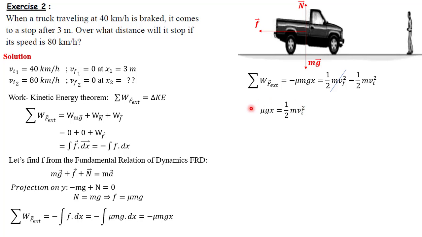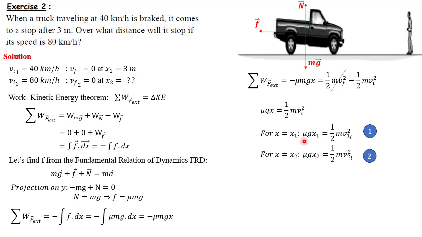So let's apply it on case 1. We will have for x equal x1, mu g x1 equal half mv initial squared for case 1. This expression is denoted as expression 1. Now let's apply this equation on case 2. So we can write for x equal x2, mu g x2 is equal to half mv initial 2 squared. And this expression will be denoted as expression 2.